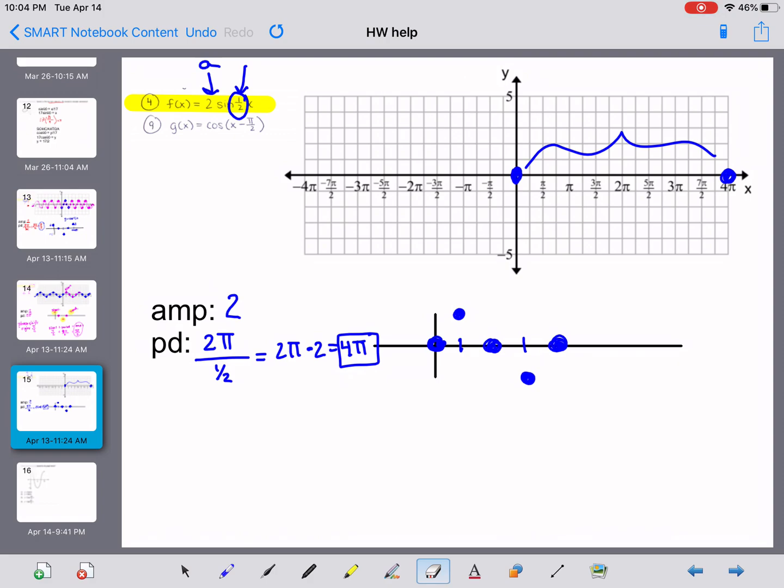I like how I use my hands as if you guys can see what I'm doing. Okay, so my starting point is 0, 0. It doesn't change because there was no vertical shift, there was no phase shift, so that's the same.